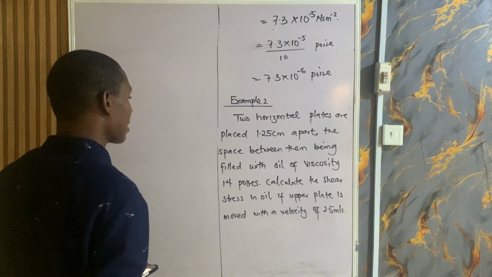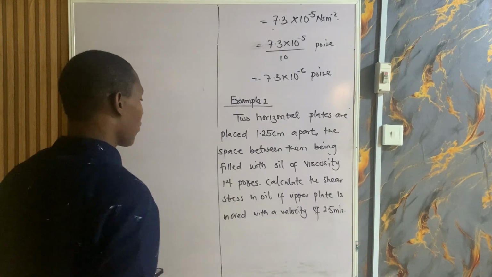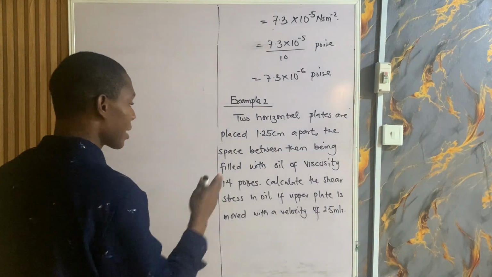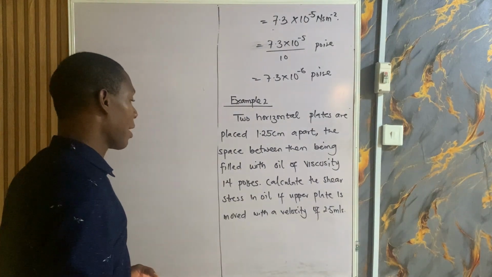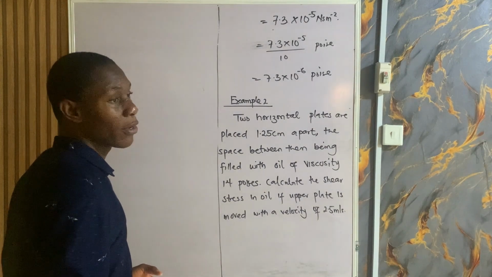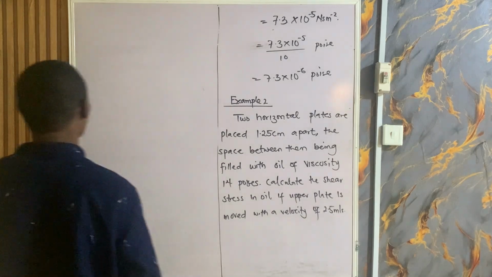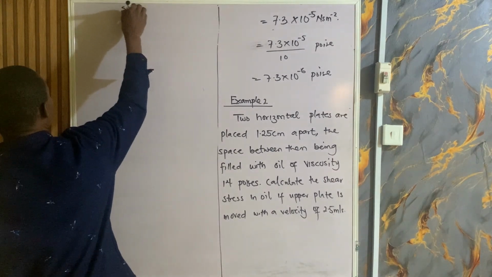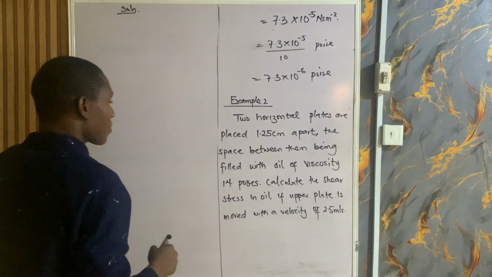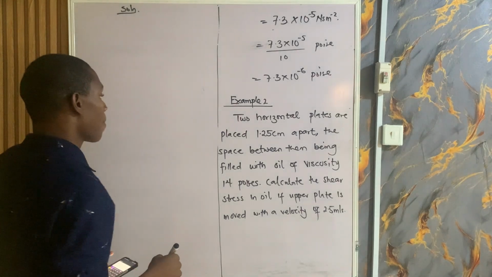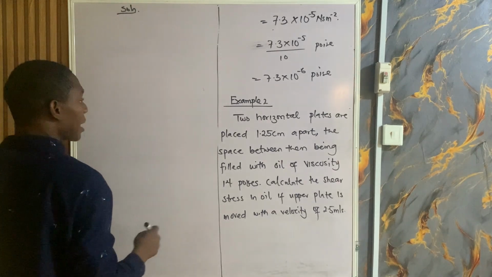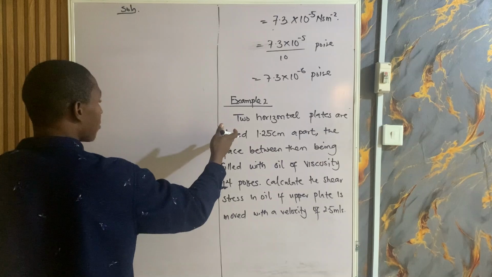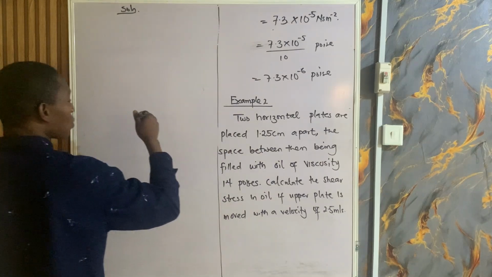Two plates are 25 cm apart, the space between them being filled with oil of viscosity 14 poises. Calculate the shear stress in oil if upper plate is moved with a velocity of 2.5 meter per second. Well, to solve this, the first thing we are going to do is to bring out the parameter given to us now.